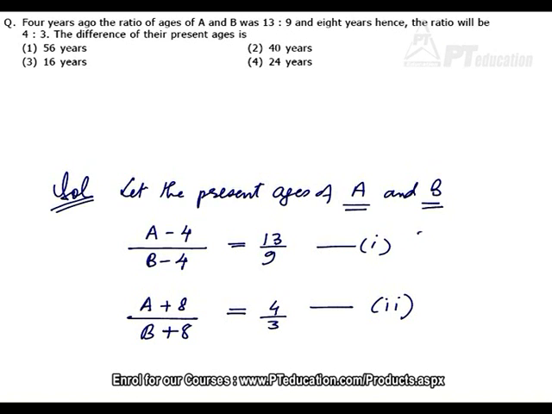Thus, you can solve these two equations, and once you solve this, you will get A is equal to 56 and B is equal to 40. You'll have to solve these two by cross multiplying and all individually, and then you subtract and solve, and so the difference will be 16 years, which is option number 3.